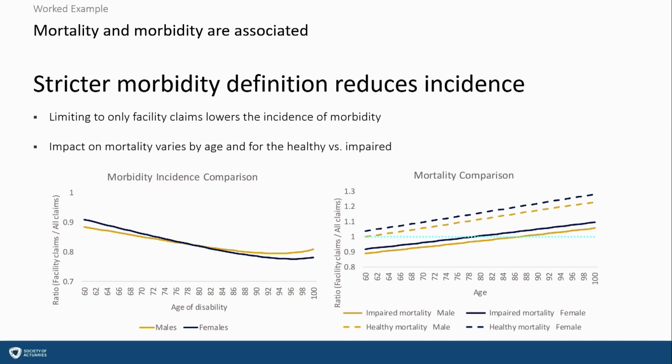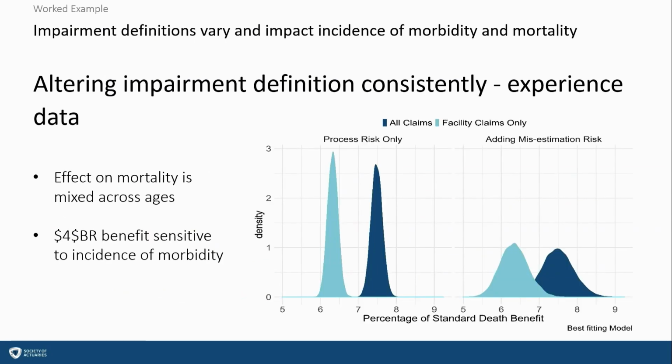In terms of the mortality, though, the picture is a little bit mixed, so to speak. So what you're finding with the dashed lines is that the healthy mortality is now being modeled as being higher for the group when you use a stricter definition of morbidity for all ages above 60, whereas the impaired mortality is actually lower up until age 80. So you start to get this mixed effect, and it can be quite challenging to guess what it should be, and as we've seen, you're then getting exposed to essentially a model risk if you're unaware of what the best practice or what a realistic practice should be.